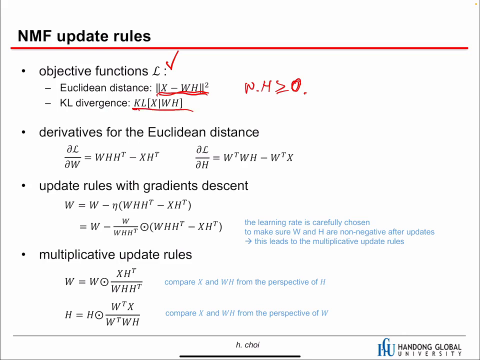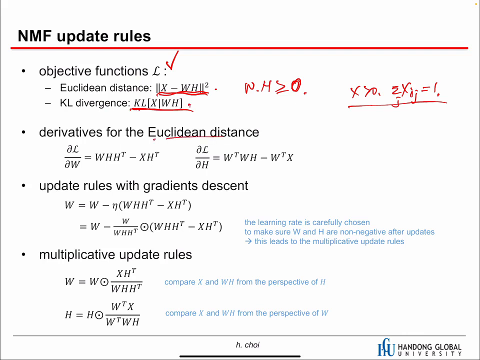Or if X can be represented as a distribution. Distribution is nothing but two constraints: X is positive and the sum over j of Xij is 1. Then this is a distribution. So if X is a distribution, then we can use KL divergence. The KL divergence is a little more complicated, so we can use this Euclidean distance to derive all the equations here. But if you want, you can try this one too.